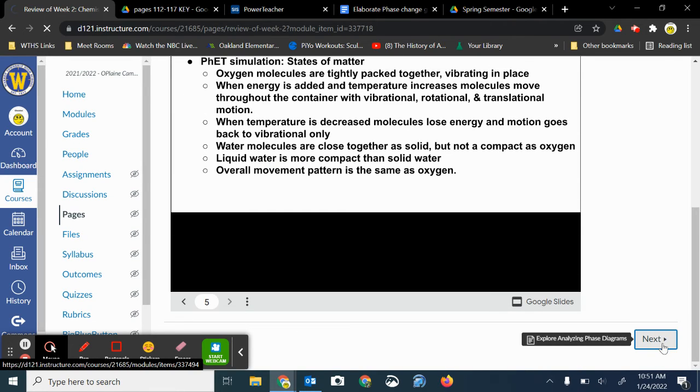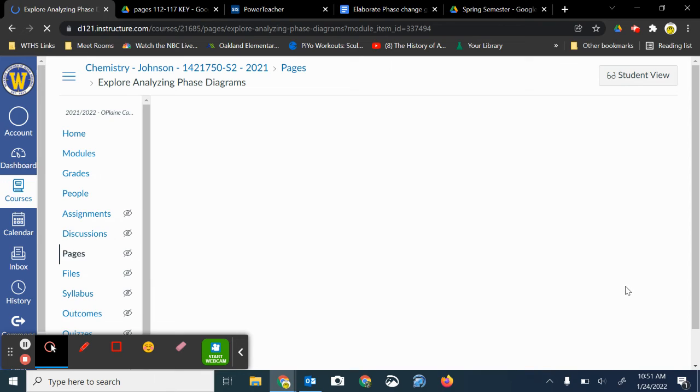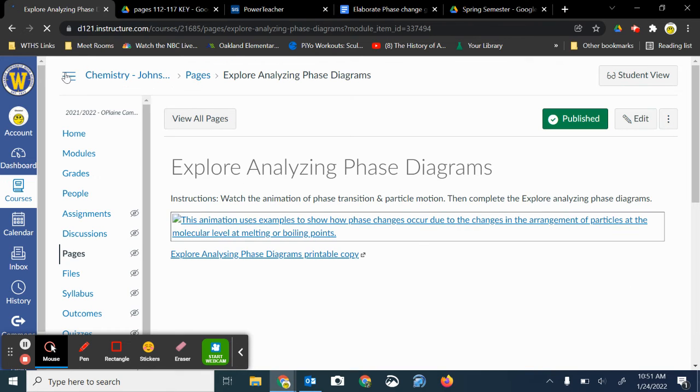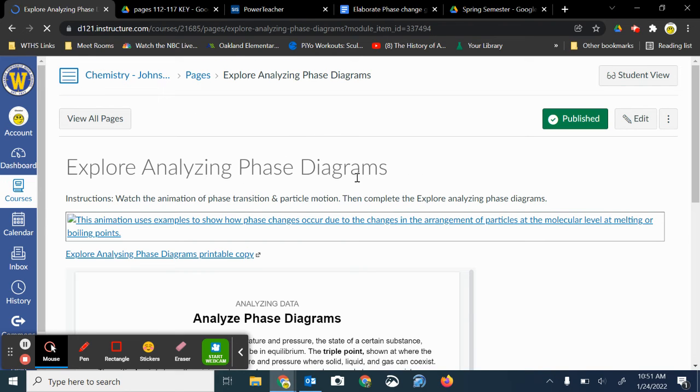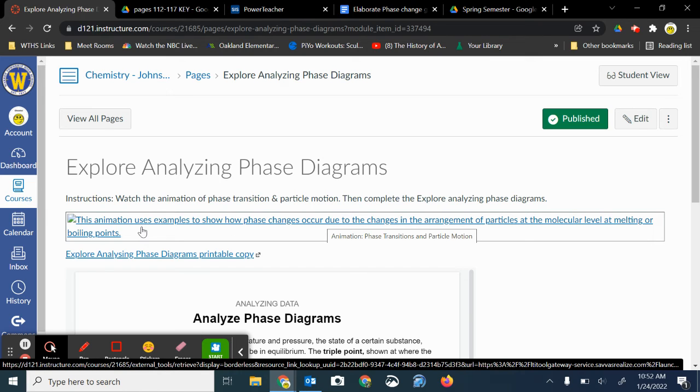And then the next thing that you're going to be doing today is analyzing phase diagrams. What I want you to do first is click on this big long link that says this animation uses examples to show how phase changes occur due to changes in the arrangement of particles at the molecular level at melting and boiling points. So click on that. It's about 2 minutes or so.